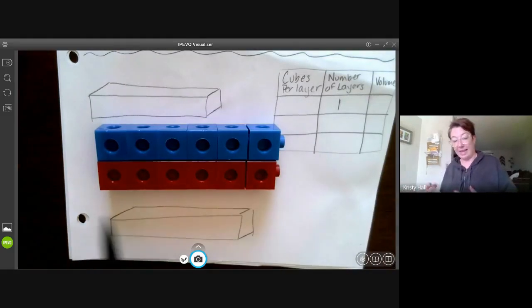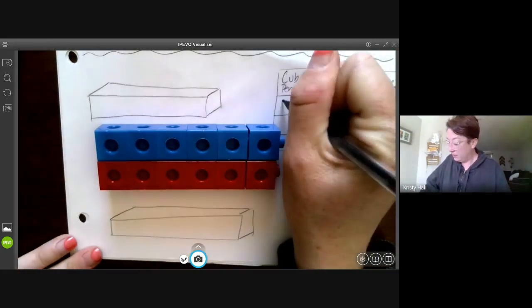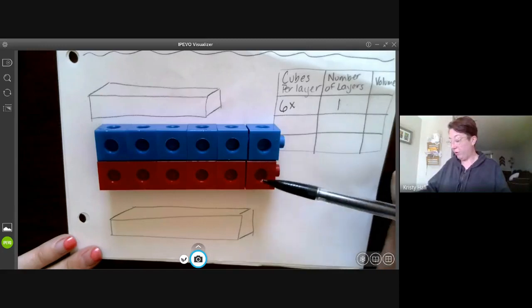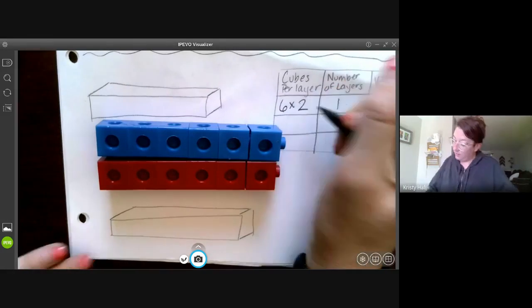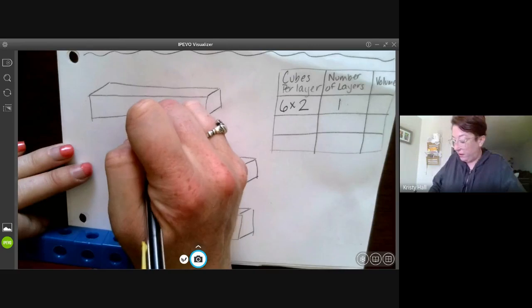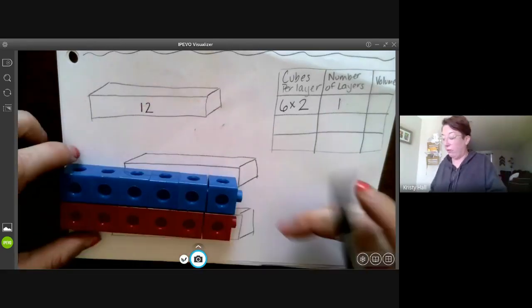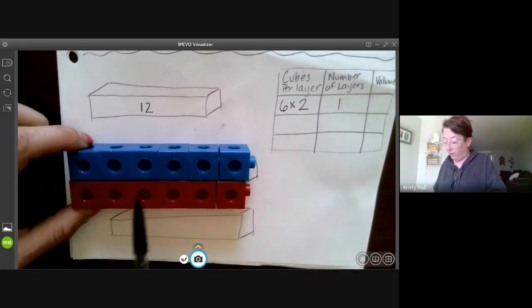So let's look at this like an area model to figure out how many are in the layer. We're going to count across and then down. So counting across, I have 1, 2, 3, 4, 5, 6. Times how many rows are there? I did 6, 2 times. So my diagram here, I don't have to partition this one. I'm just going to fill in that one layer has 12 because 6 times 2 is 12. 1, 2, 3, 4, 5, 6, 7, 8, 9, 10, 11, 12.